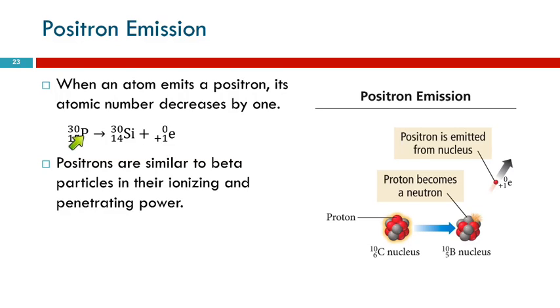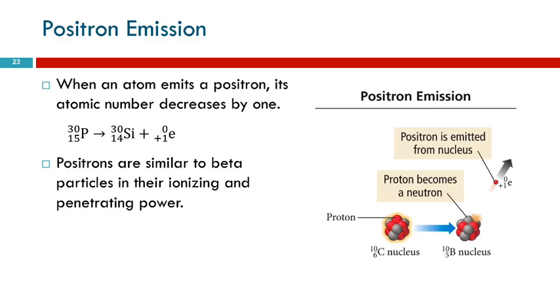So here if we've got phosphorus-30 undergoing positron emission, it's going to emit a positron. The mass number stays the same, but the atomic number goes down. So it becomes silicon. Here's an example of a carbon-10 nucleus undergoing positron decay. And so that becomes a boron-10 nucleus, and this positron is emitted. The positrons are similar to beta particles in terms of ionizing and penetrating power, because they're the same size. Their charges are different.